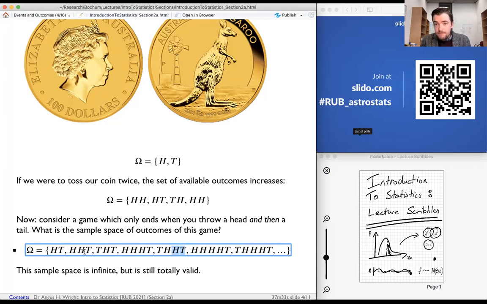Okay, so an important quality of sample spaces is that they can be infinite, but still have totally valid interpretation, be totally tractable in terms of probability. Okay, important side note.